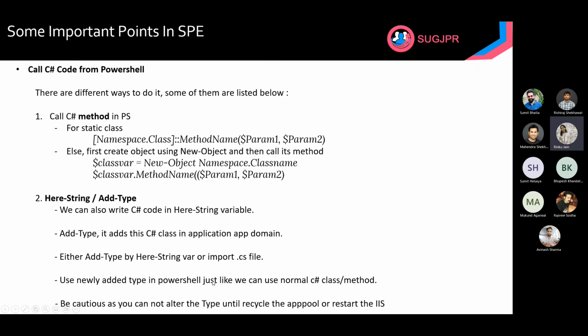Finally, for the newly added type in PowerShell, just like we have seen that we can use the C# method like this, we can simply use this newly added type as a new type, and in the code we can directly utilize that. But here one thing to be cautious about is that you can't alter the type until you recycle the app pool. So let's say you add something in the type, and you want to update any function or variable details there, you can't do that. Either you have to recycle your app pool or restart your IIS, because it is there in your app domain. We'll see one example of it too.